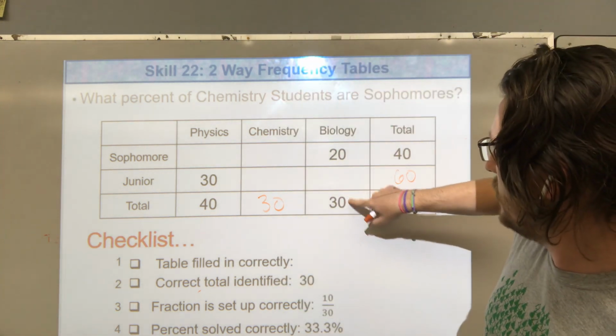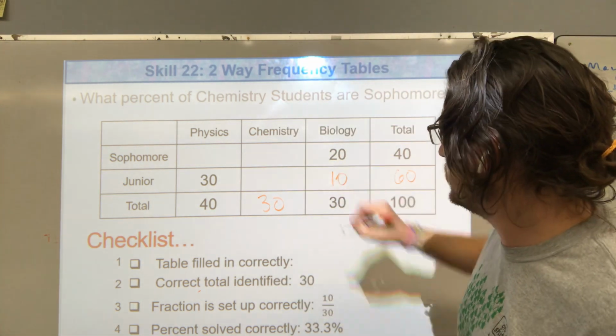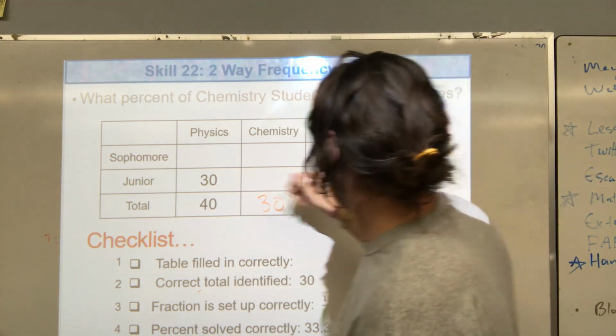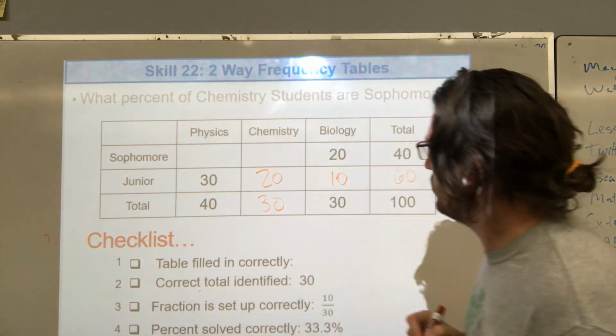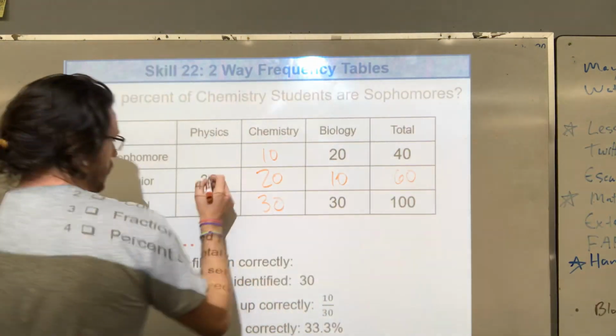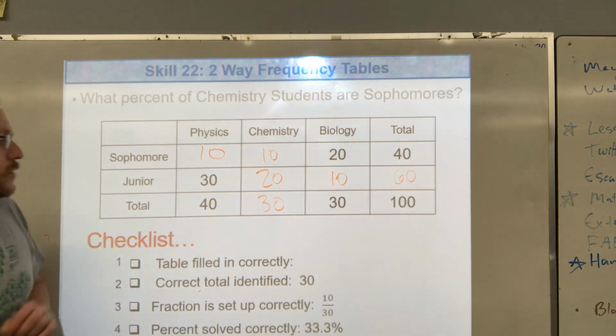Okay, we have 30 in biology, 20 of them are sophomores. That leaves 10 that are juniors. Let's see, we've got 30 and 10 is 40. That leaves 20 that are in chemistry, 10 sophomores in chemistry. And over here, we've got 10 sophomores that are in physics, okay?